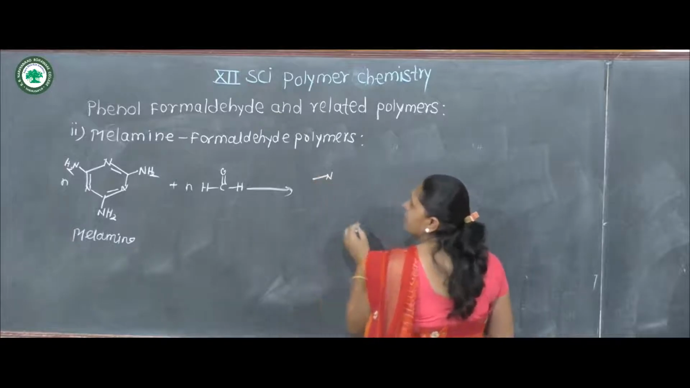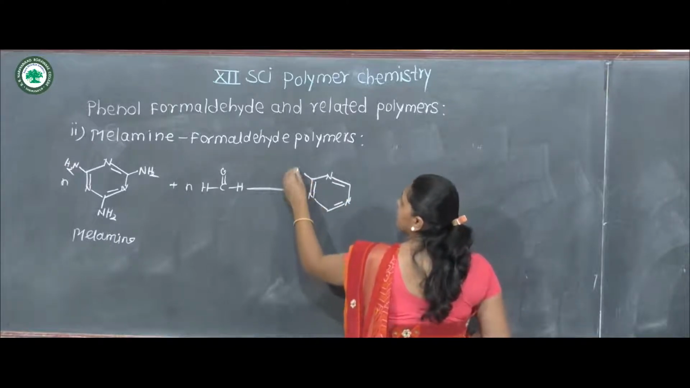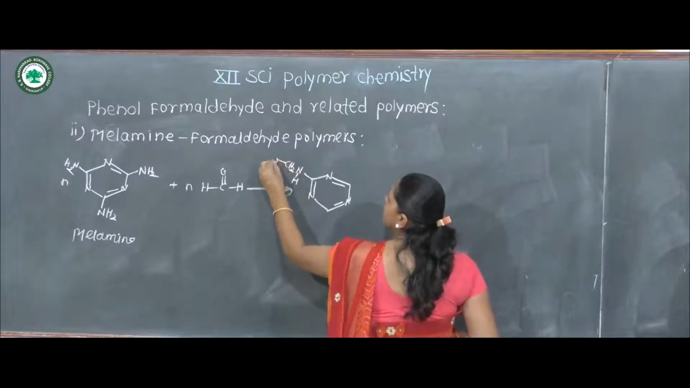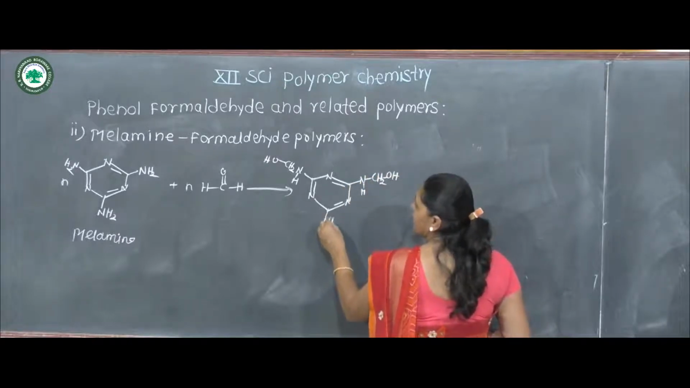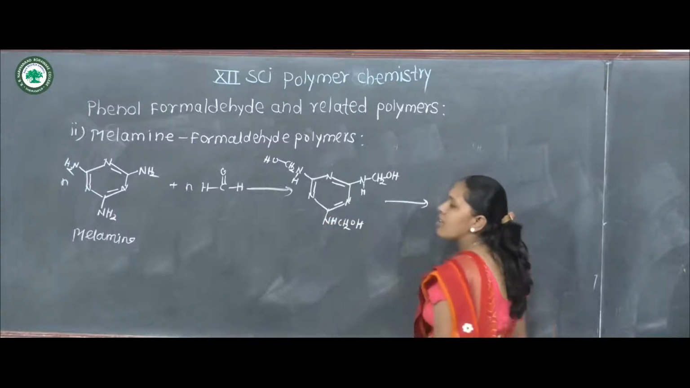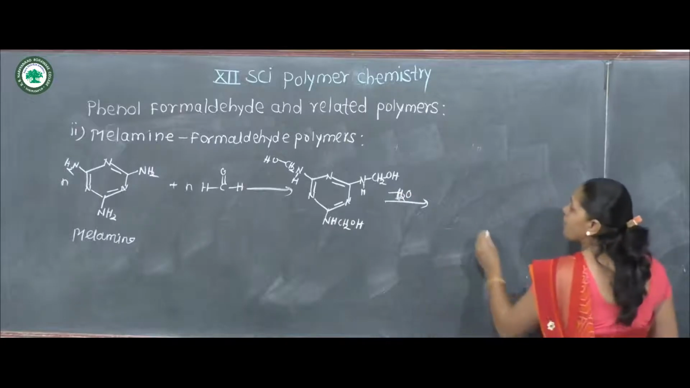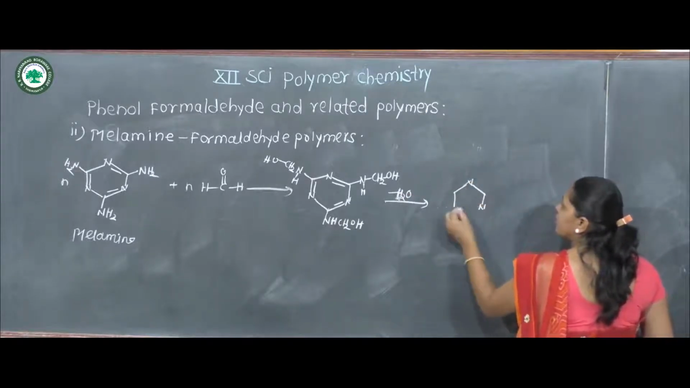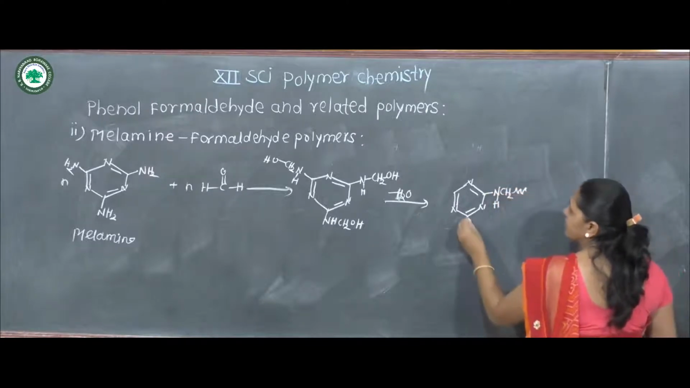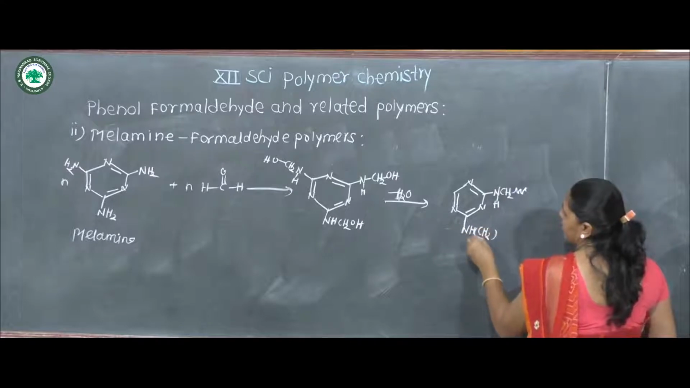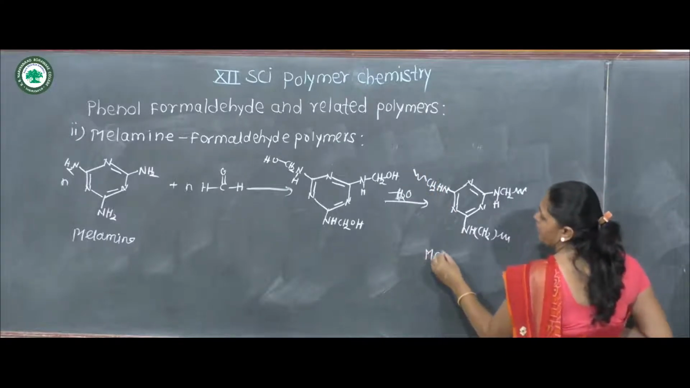First of all, a condensation product is formed, containing NHCH2OH groups. These NHCH2OH groups, by condensation reaction, that is removal of water molecules, form the melamine formaldehyde polymer, with NHCH2 repeating N times. This is melamine formaldehyde polymer.